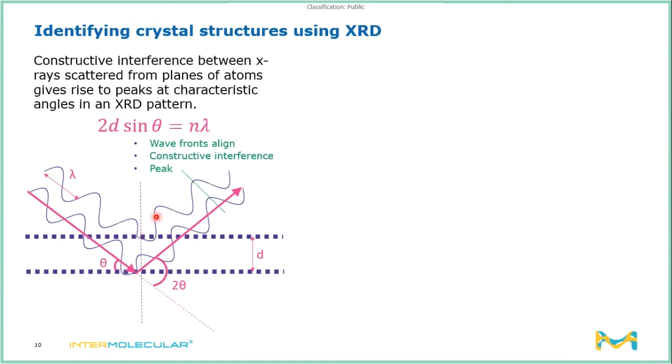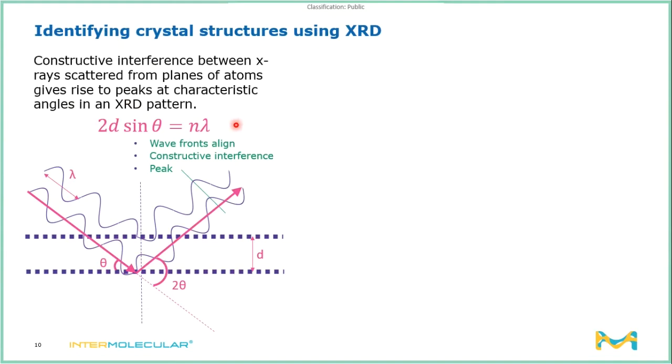Our second wave has to travel a little bit further. It goes down to the second layer of atoms, traveling an extra distance, which is equal to 2 times the layer spacing between these layers of atoms times the sine of this angle, theta, which is the incoming angle of the X-ray. So basically, because this wave has gone a little bit of extra distance, it has oscillated a few more times. And if the conditions are just right, at the output your wave fronts will align, you'll get constructive interference, and therefore you'll see a peak in the diffraction pattern of this system.